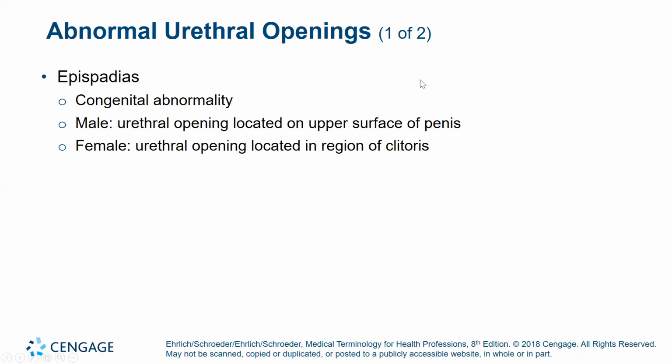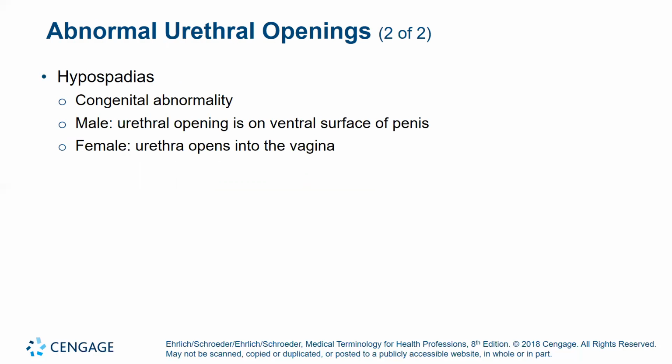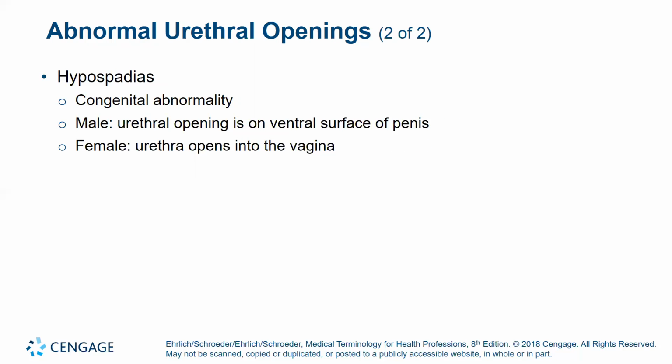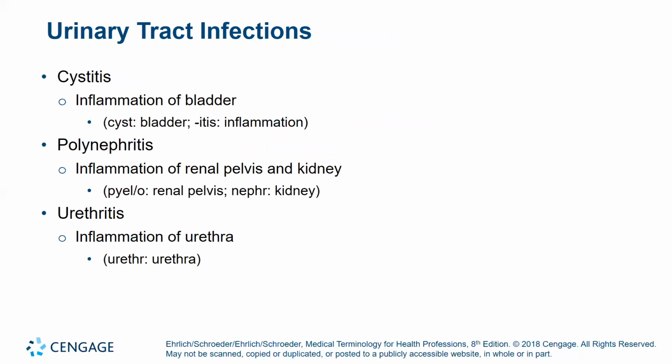Abnormal urethral openings, epispadias, the congenital abnormality in the male. It's the urethral opening located on the upper surface of the penis. In the female, the opening is located in the region of the clitoris. Hypospadias. Okay, so this is the male, the urethral opening is on the ventral surface of the penis, and the female urethra opens into the vagina. Okay, so hypospadias is that one.